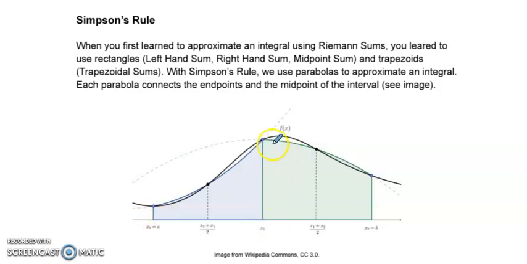Then on this second partition, we're starting on the left-hand part of the partition, going to the right-hand part of the partition, and crossing through the midpoint of the partition. And then in green here, we have another parabola. And we know how to integrate parabolas.